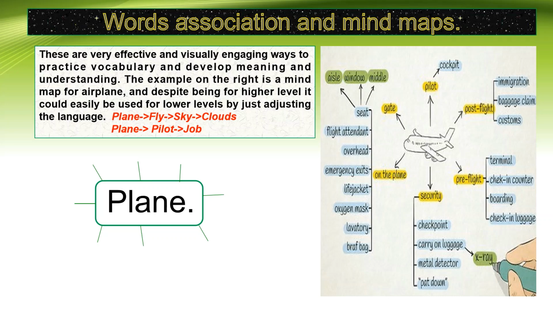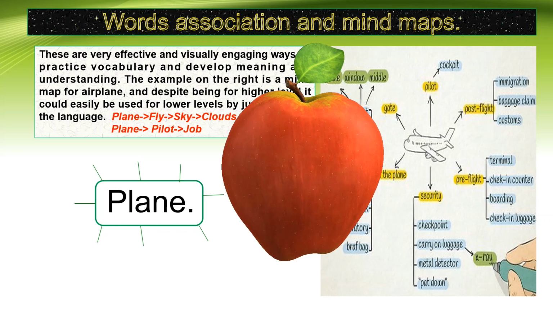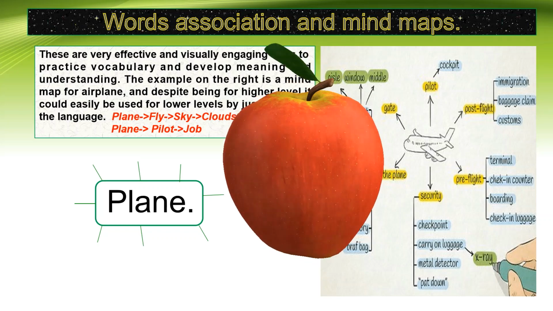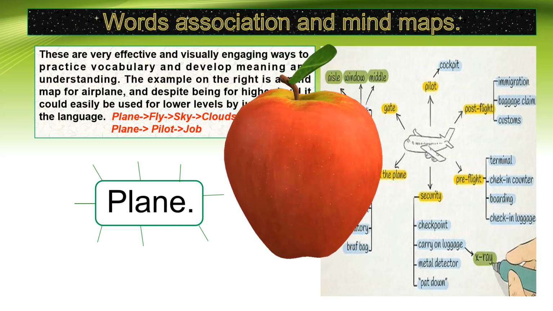If it is a younger class, I will always give them an example of this activity before we actually do it with the main vocabulary. Apple is always a good one to start with. Show the word apple or show a picture of apple and get them to brainstorm.